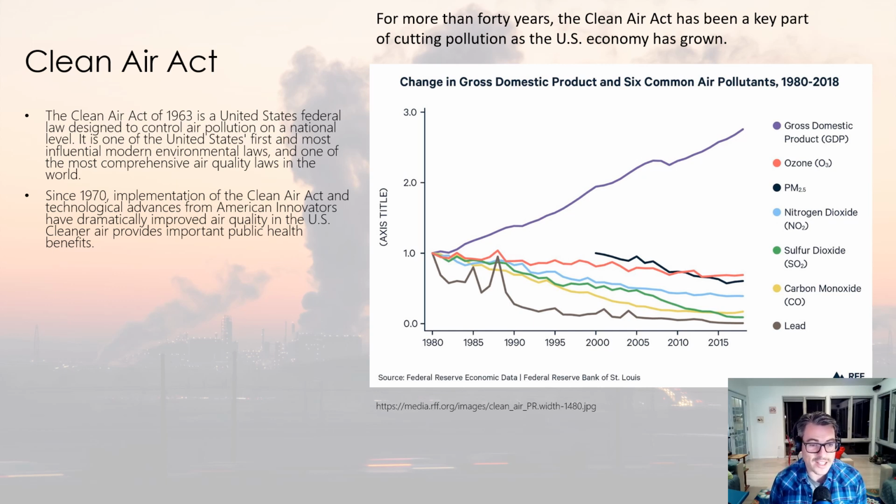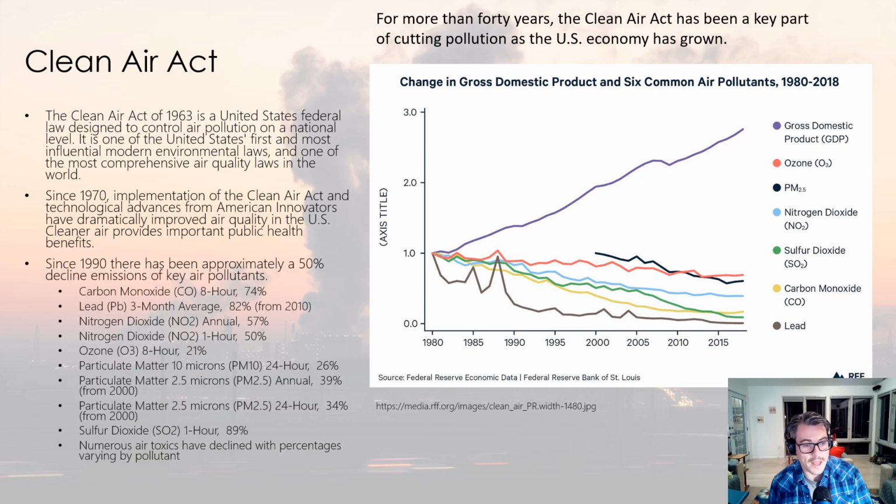So since 1970, this graph shows from 1980 through about 2015, you can see all of the air pollution is going down while the gross domestic product of the United States is going up. Since 1990, there's been about a 50% decline in pollution, and below you can see a detailed list of how much reduction there's actually been in each one of the key pollutant areas.